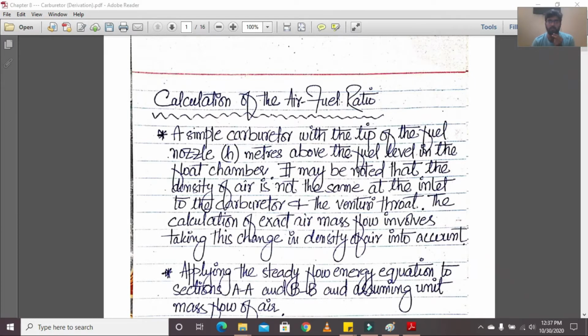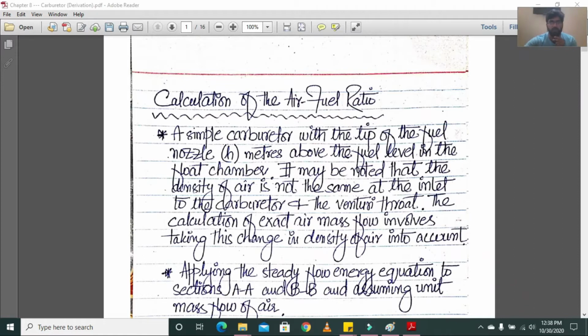Then we will simply divide them. We will take the ratio between them, and as a result you will get the relation for the air fuel ratio which is being prepared inside the carburetor. Okay, starting now with the formulation for the mass flow rate of air.